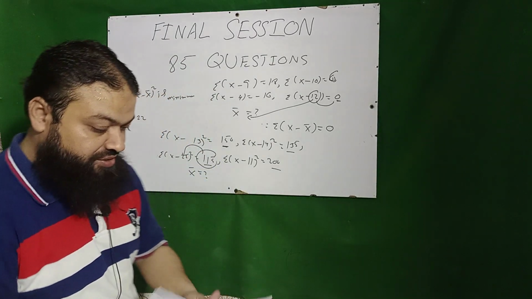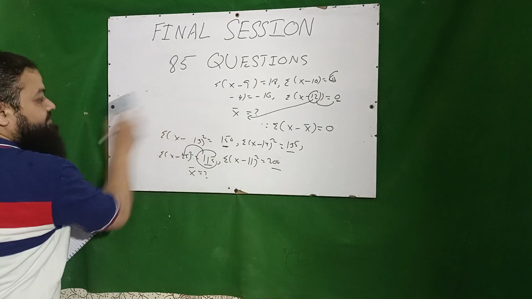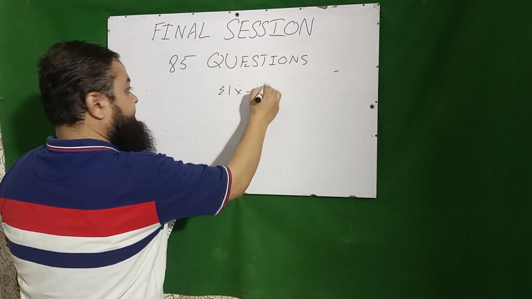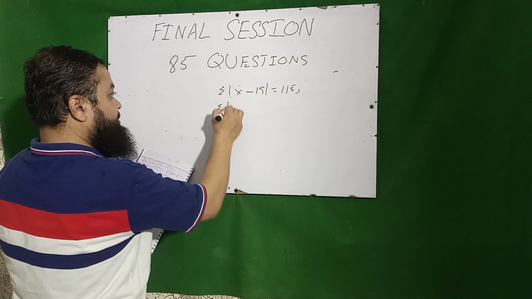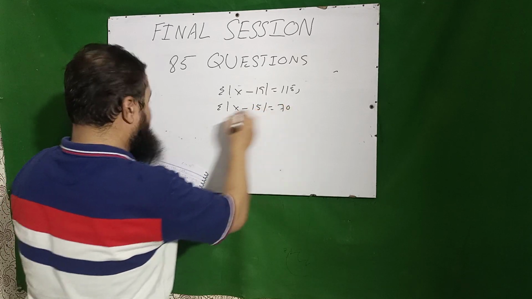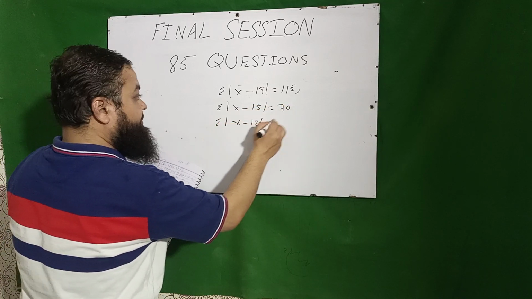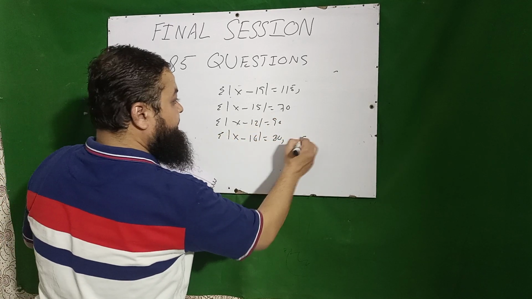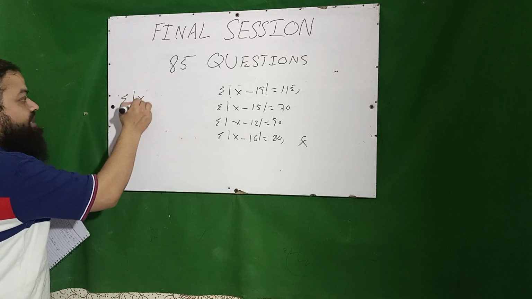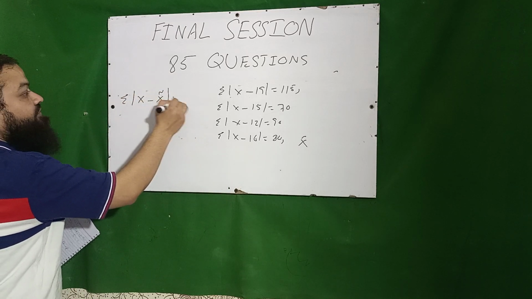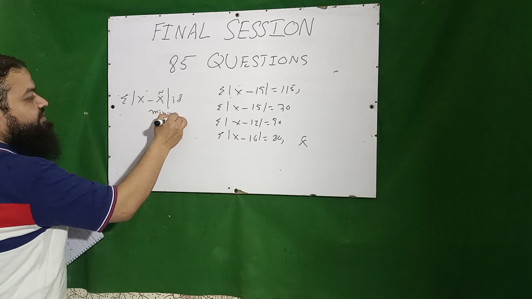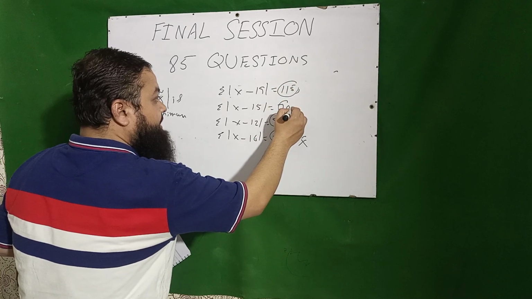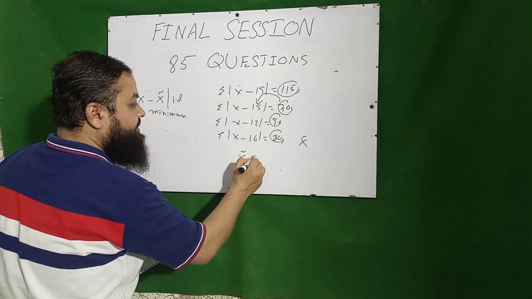A very important question. Question number 3. Summation modulus x minus 19 is equal to 115. Summation modulus x minus 15 is equal to 70. Summation modulus x minus 12 is equal to 90. Summation modulus x minus 16 is equal to 80. What is the median? We know the property: the sum of absolute deviations taken from the median is always minimum. So which is minimum? 115, 70, 90, 80. 70 is the minimum one, so that will be the median in the exam.